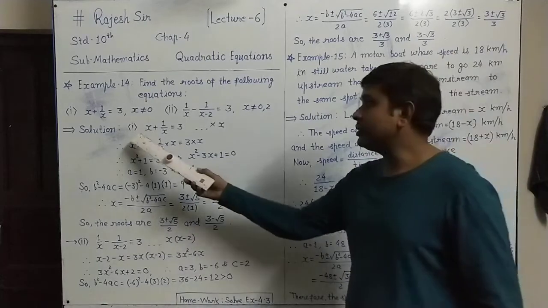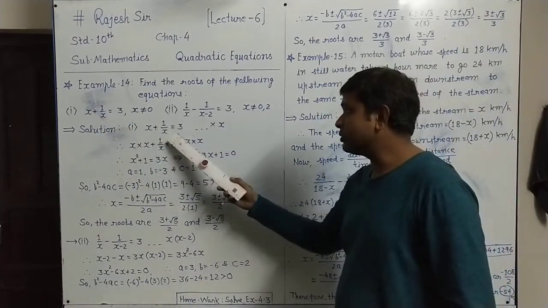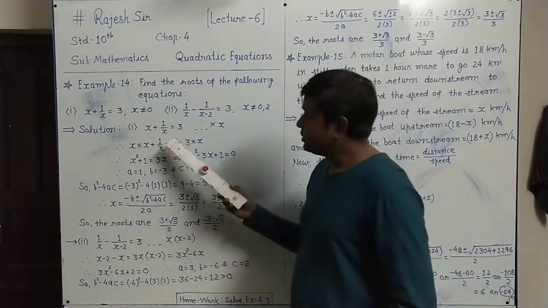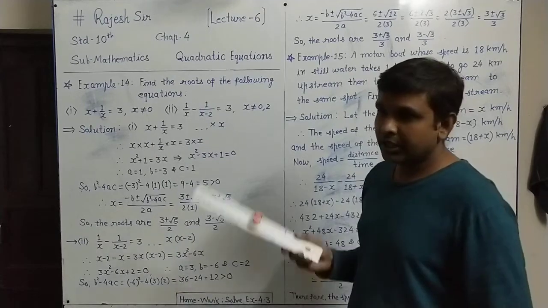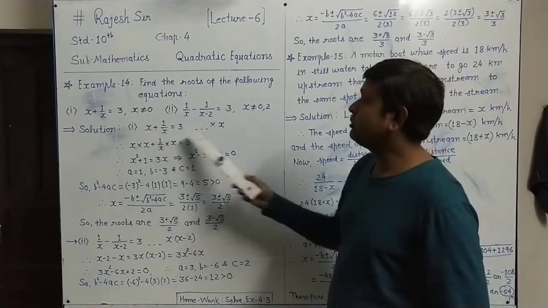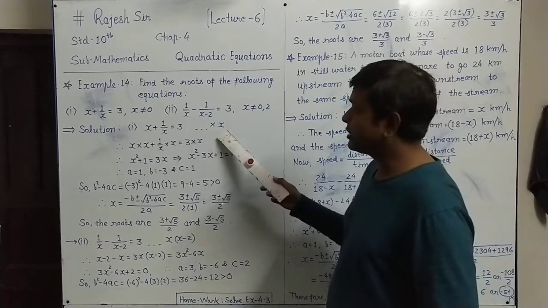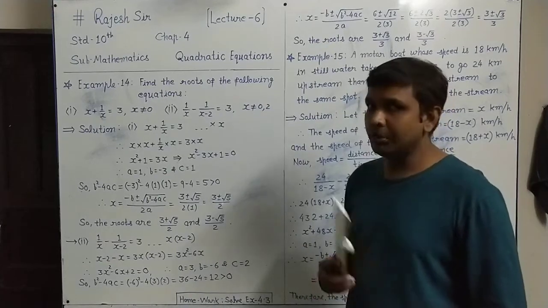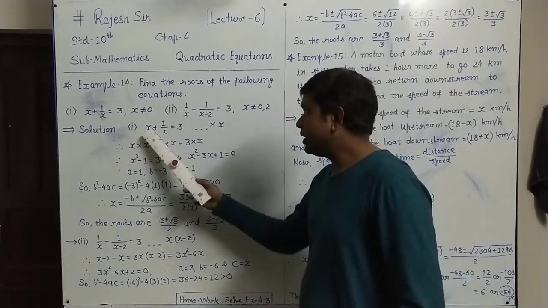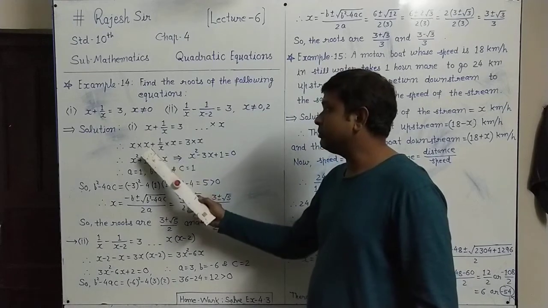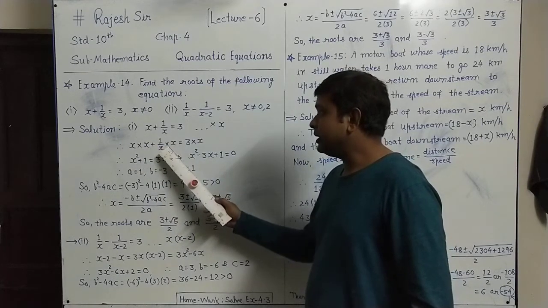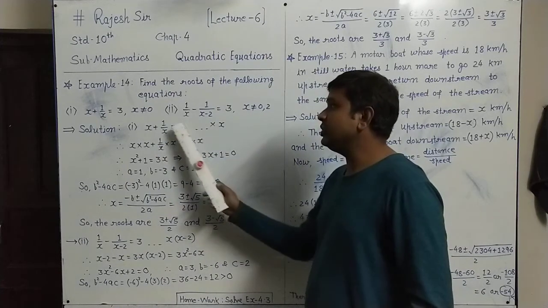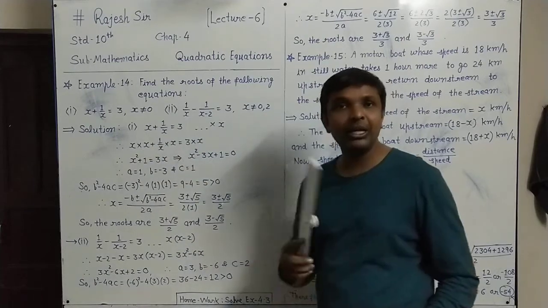In the solution, first we start with x plus 1 upon x equals 3. This is the given equation. As x is in the denominator, to simplify this expression, we multiply the whole equation by x. That means each and every term we will multiply by x: x into x in the first term, plus 1 upon x into x in the second term, equals 3 into x. In all three terms we have multiplied by x.